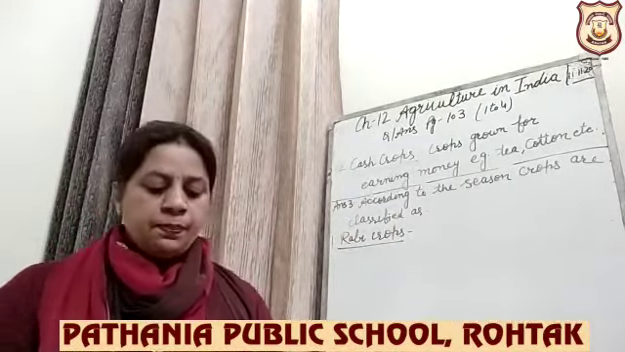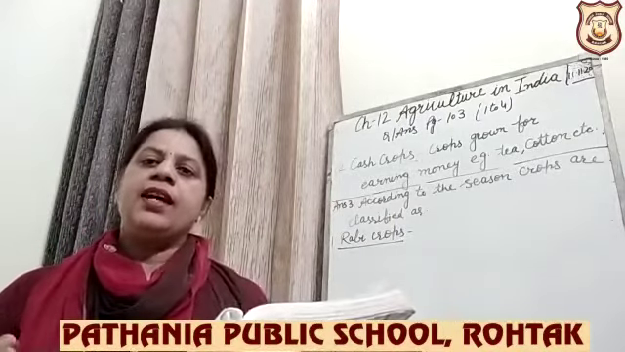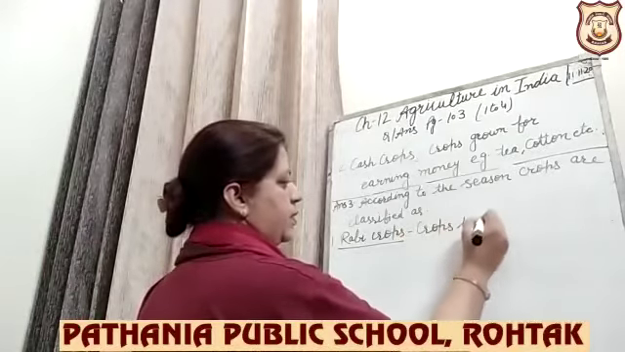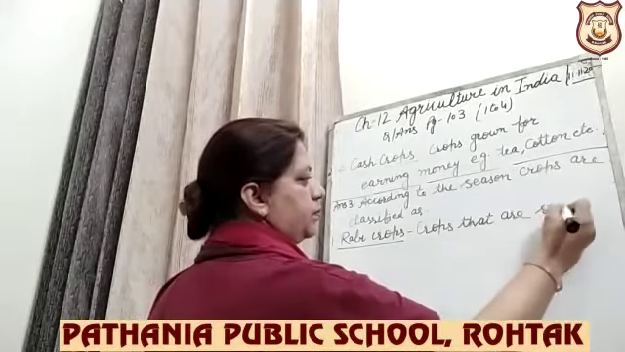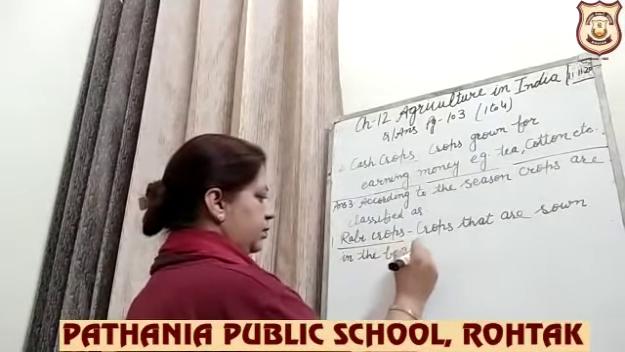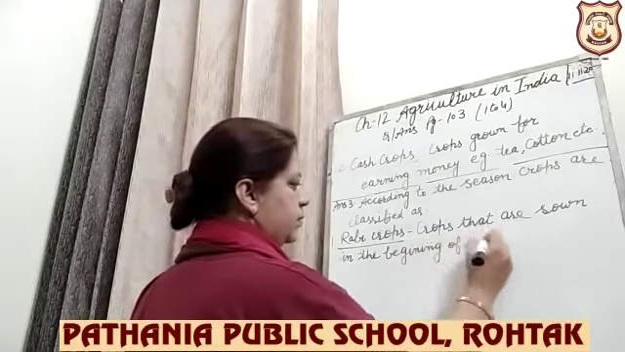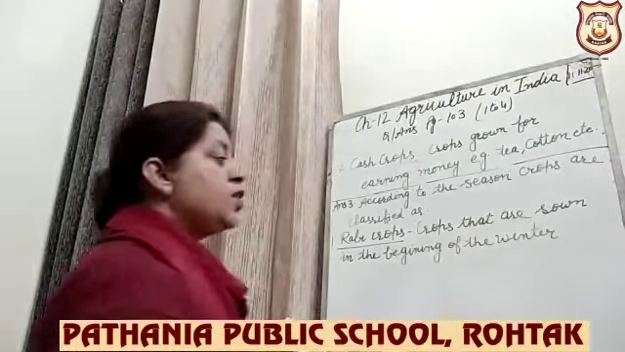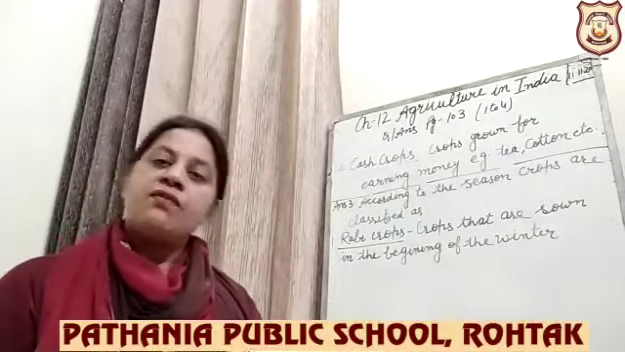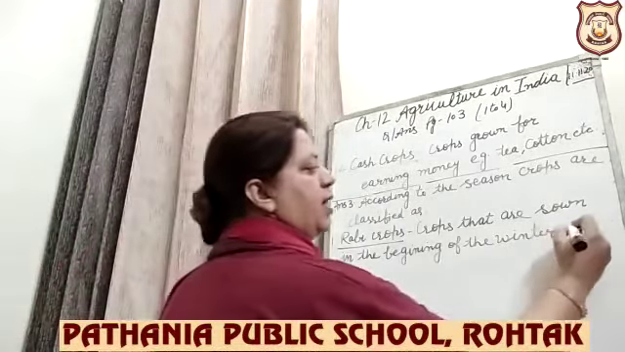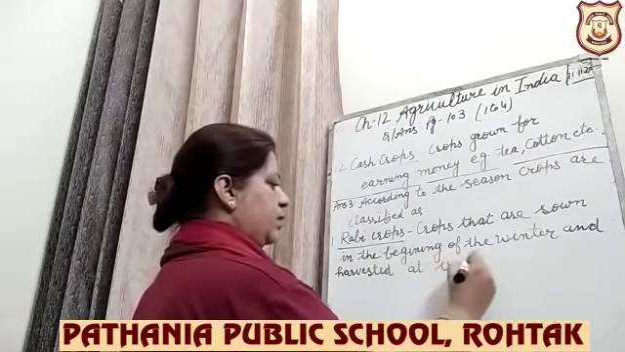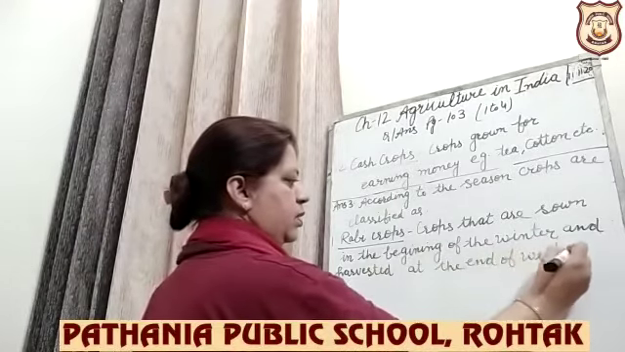What are rabi crops? Crops that are sown in the beginning of the winter and harvested at the end of the winter season. Okay. Crops that are sown in the beginning of the winter, okay, jo crops winter ke beginning mein sow ki jati hain, sown at the beginning of the winter and harvested, harvest ki jati hai at the end of the winter season.